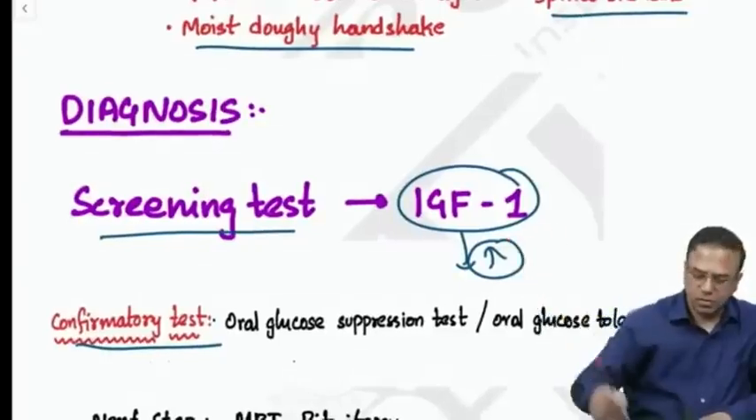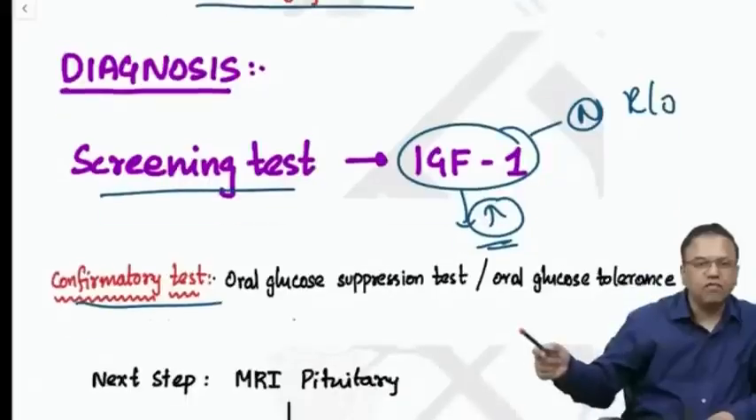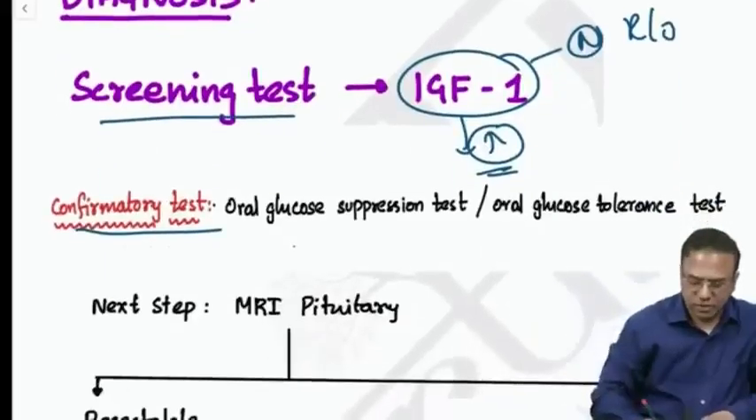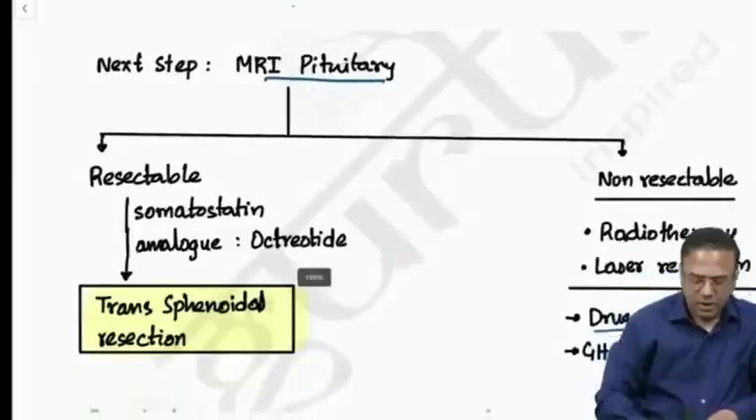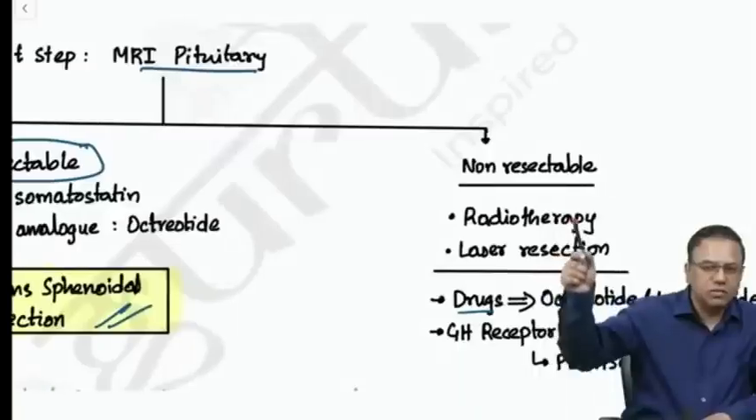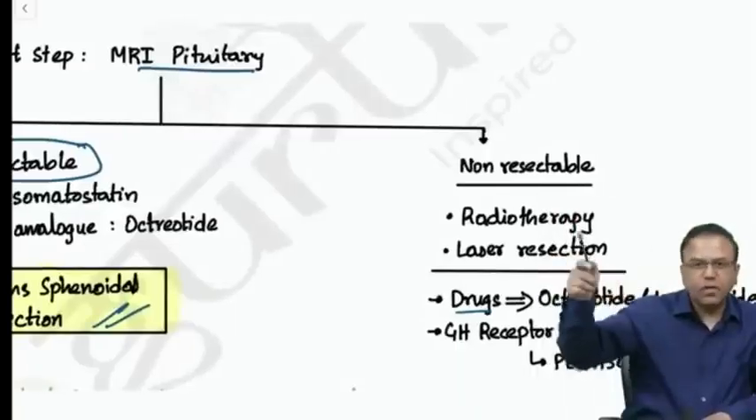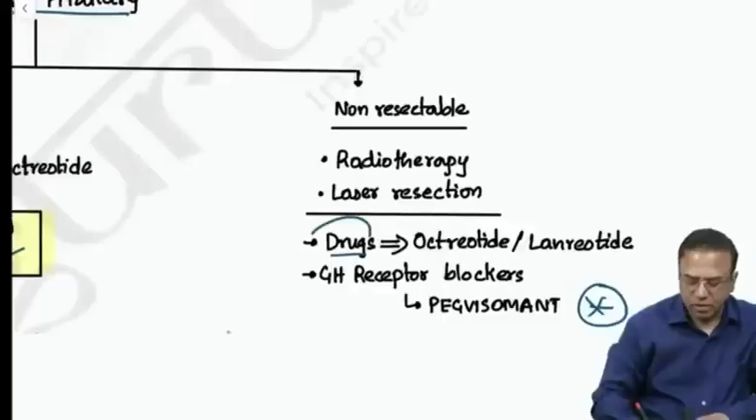IGF-1 normal, rule out. IGF-1 increased, then go for confirmatory. Confirmatory test is oral glucose suppression test. Once you confirm the diagnosis, get an MRI done. If the tumor is small in the pituitary, resectable, go for transsphenoidal resection. If the tumor is not resectable, you can do some debulking. You can do radiotherapy or focal ablation techniques, but ultimately most of the patients end up on drugs.